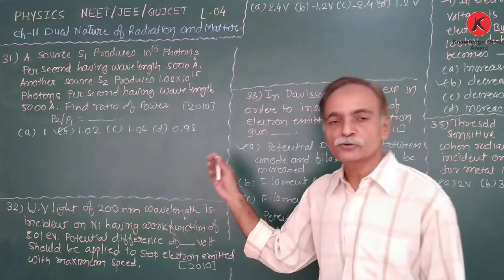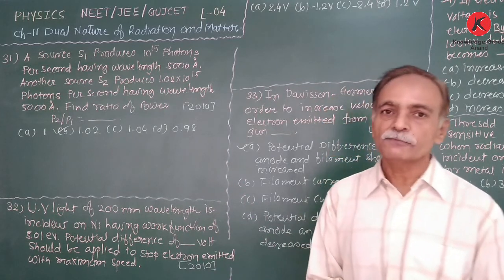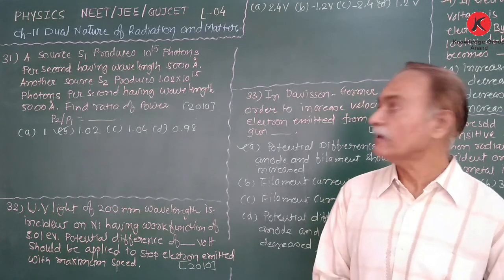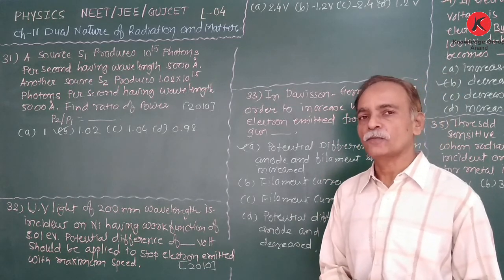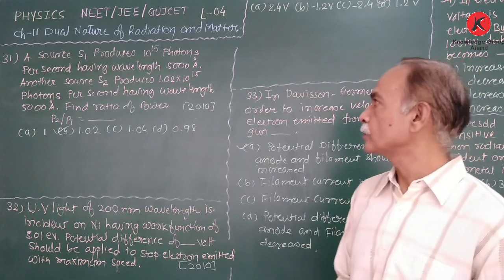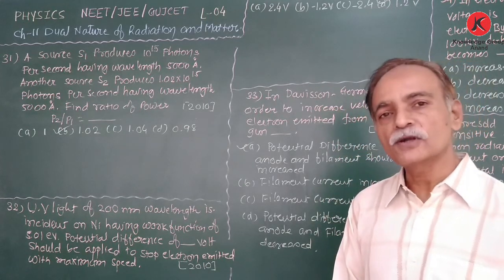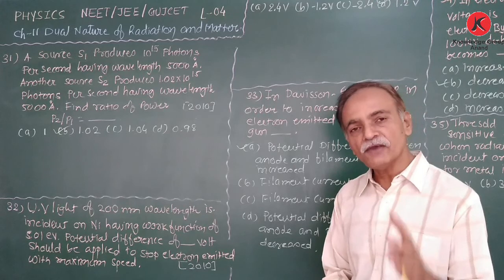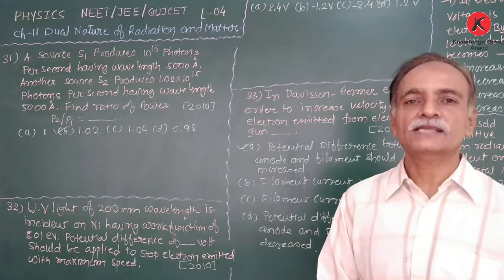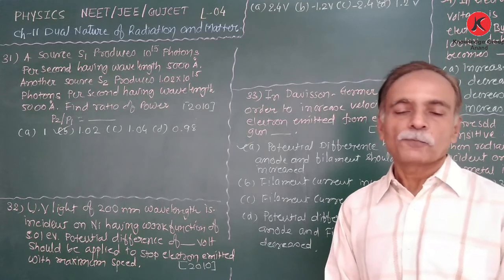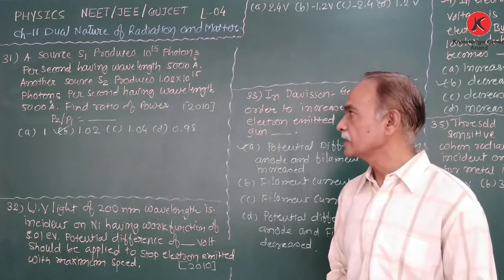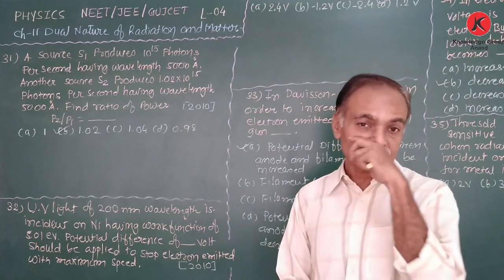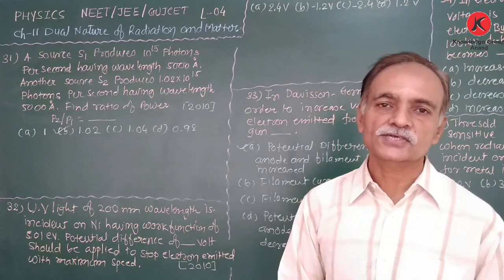Now, the question asked in 2010: a source S1 produces 10⁻¹⁵ photons per second, having a wavelength of 5000 angstrom. Another source S2 also produces 1.02 × 10⁻¹⁵ photons per second, with the same wavelength of 5000 angstrom. For these two sources, we have to find the ratio of power P2 upon P1, that is, the ratio of the power of the second source to source 1.